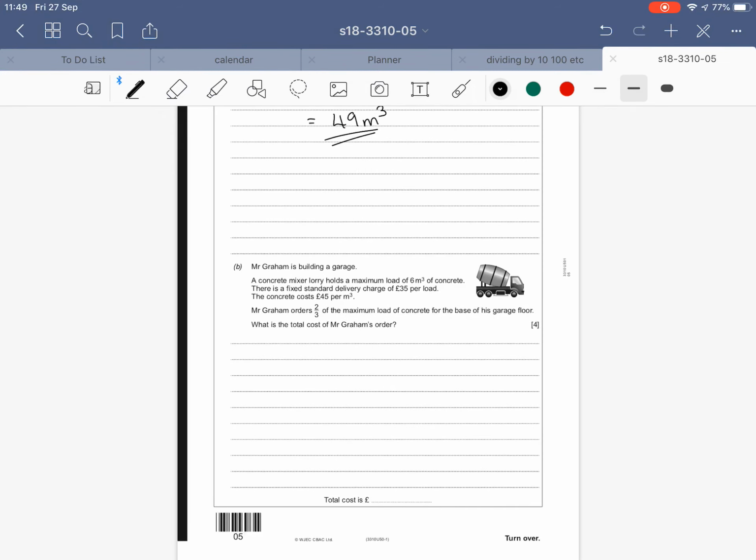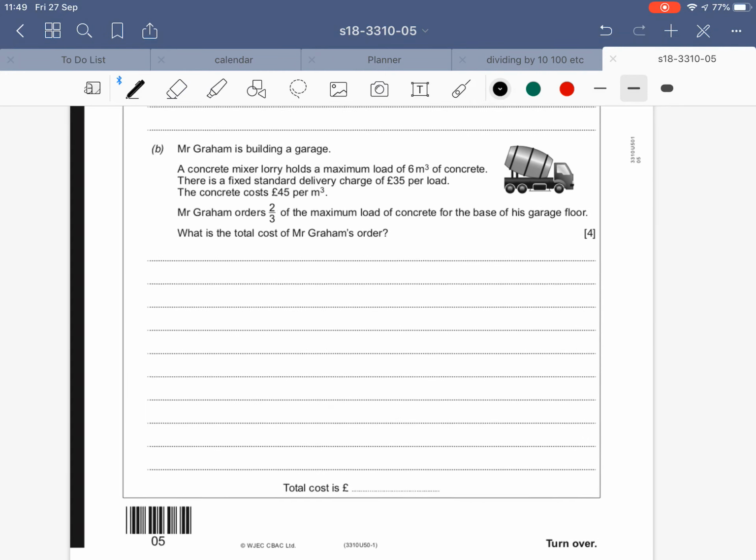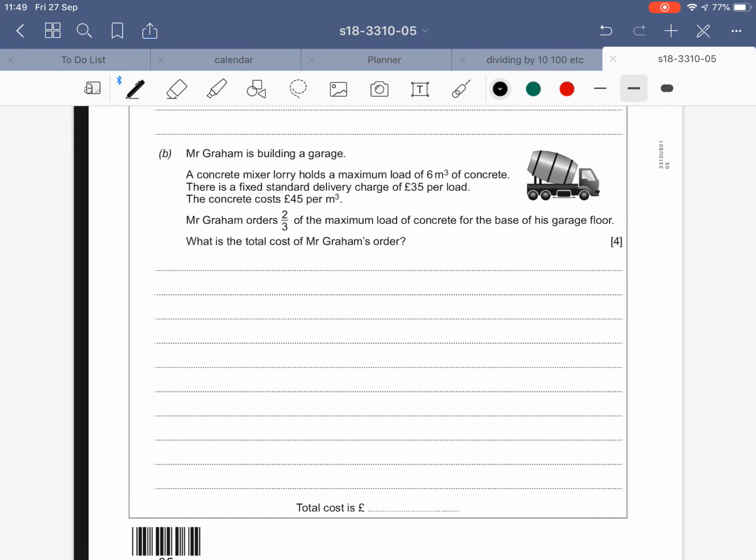So Mr. Graham is building a garage. A concrete mixer lorry holds a maximum load of 6 metres cubed of concrete. There is a fixed standard delivery charge of £35 per load. The concrete costs £45 per metre cubed. Mr. Graham orders 2/3 of the maximum load, so 2/3 of 6, for the base of his garage floor. What is the total cost of his order?